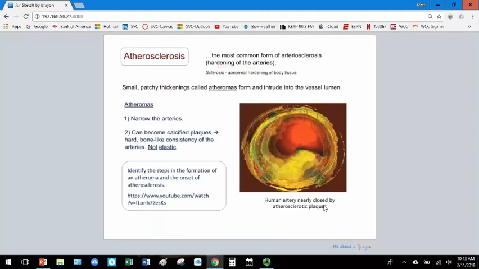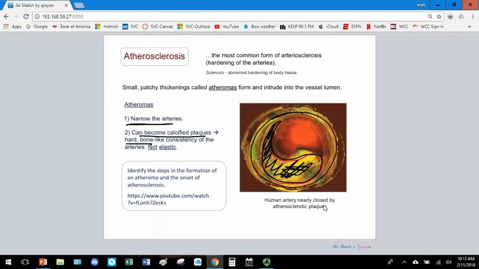And what's that doing here? What's this atheroma, different color. What's that atheroma doing right there? Well, it's narrowing the arteries, which is a big problem. And they can also become calcified plaques. And so instead of being elastic, they have more a bone-like consistency to them, and they're not able to expand and recoil.